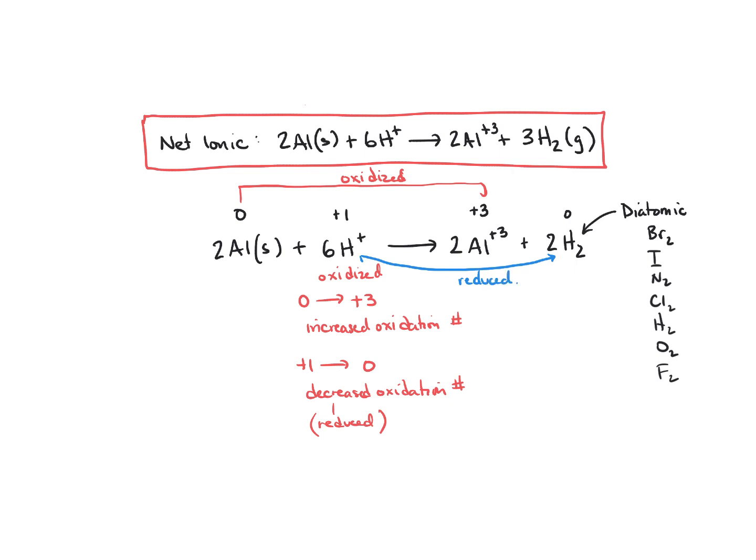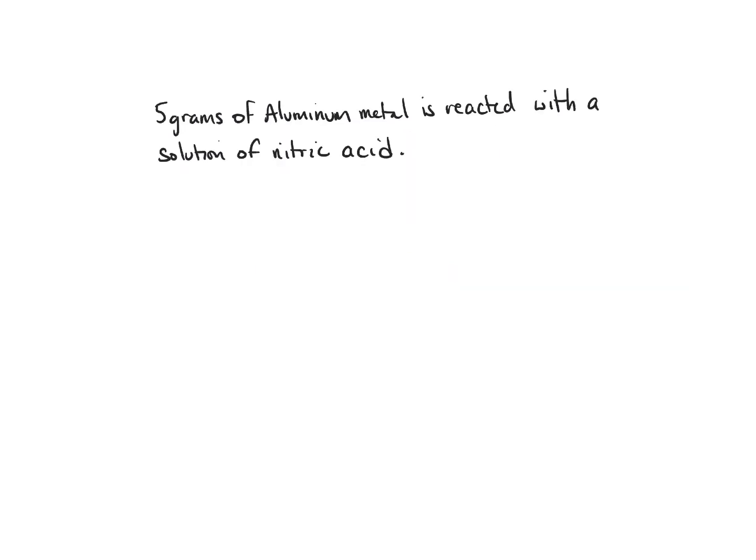Okay, so again, you're just looking at the charges. The key thing is, can you write the equations correctly? Can you identify their charges? And then can you see, did it increase or decrease its oxidation number? And then that's going to tell you all about who's being reduced and oxidized, and then we call that a redox reaction. So let's go back to this equation.